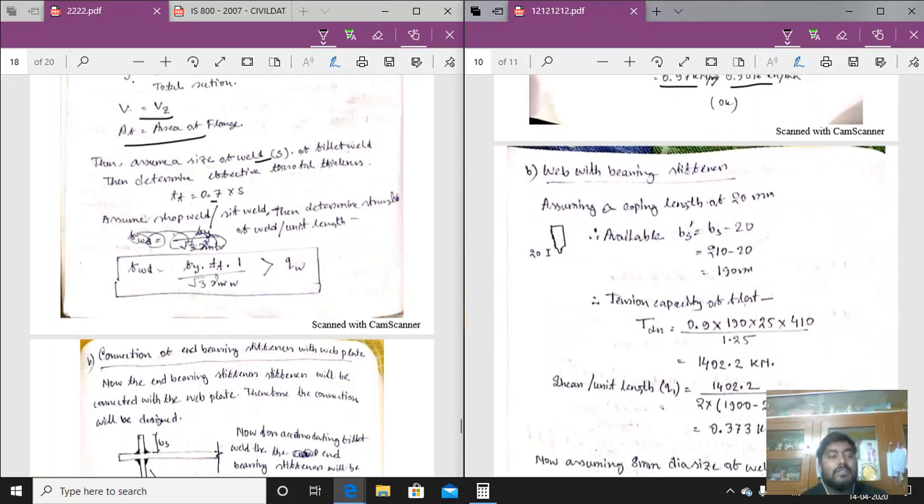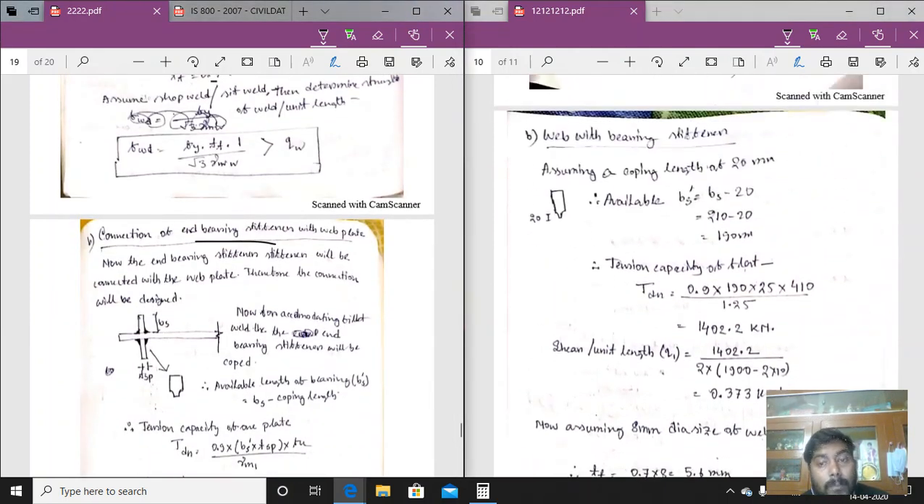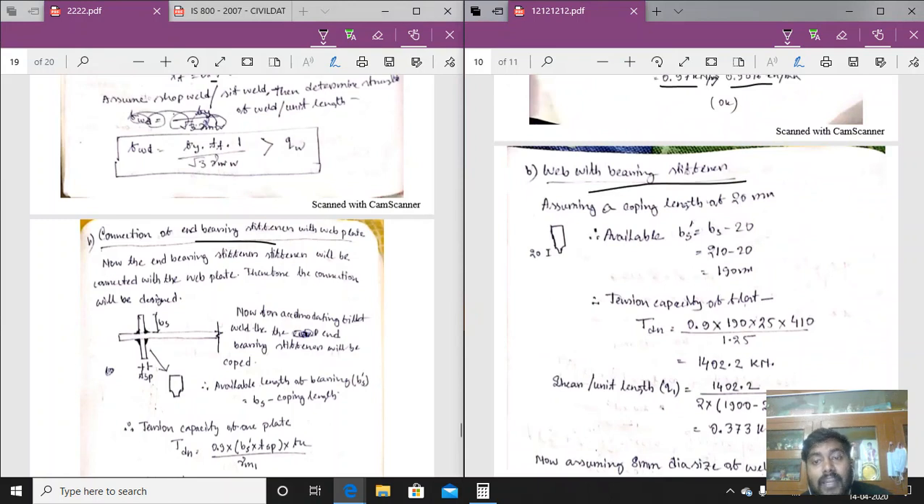So next comes the second part, the connection between the end bearing stiffener and the web plate. So the end bearing stiffener with the web plate is connected. Now first we have to assume the coping length. So for providing the weld, some coping length has to be adopted. Let us provide the coping length equal to 20 mm. As the length has been coped, the value of BS will also be less, because we get total BS minus that value. So BS dash we are getting 190 mm.